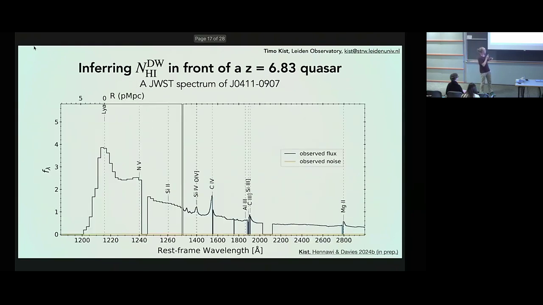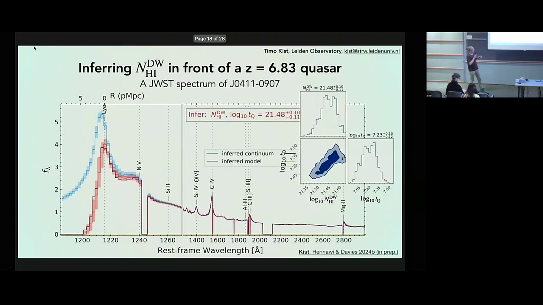And I can also show you this on the observed JWST spectrum that Joe already just showed you. So instead of inferring the global H1 value, we even get the information about the local H1 content in front of this quasar. And of course, in the end, we can also convert this back to a constraint on the global IGM neutral fraction.